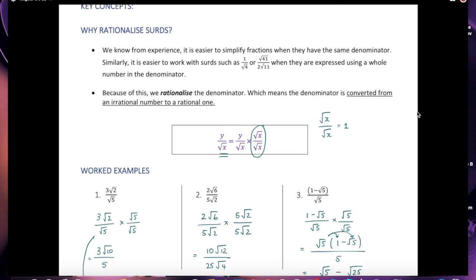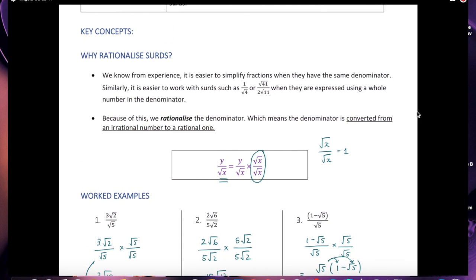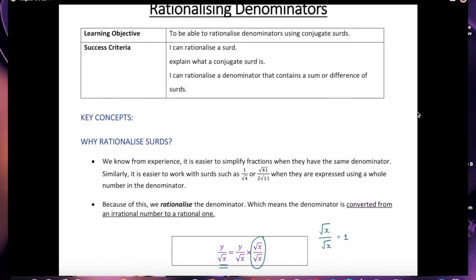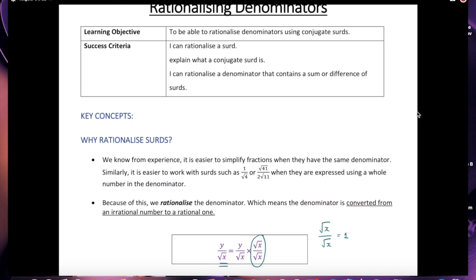Hopefully now you feel a little bit more comfortable rationalizing surds. In the next part of the video, I will be looking at rationalizing conjugate surds. They're a little bit more complex, but the theory still remains the same, but you do need the foundational theory of rationalizing a denominator.